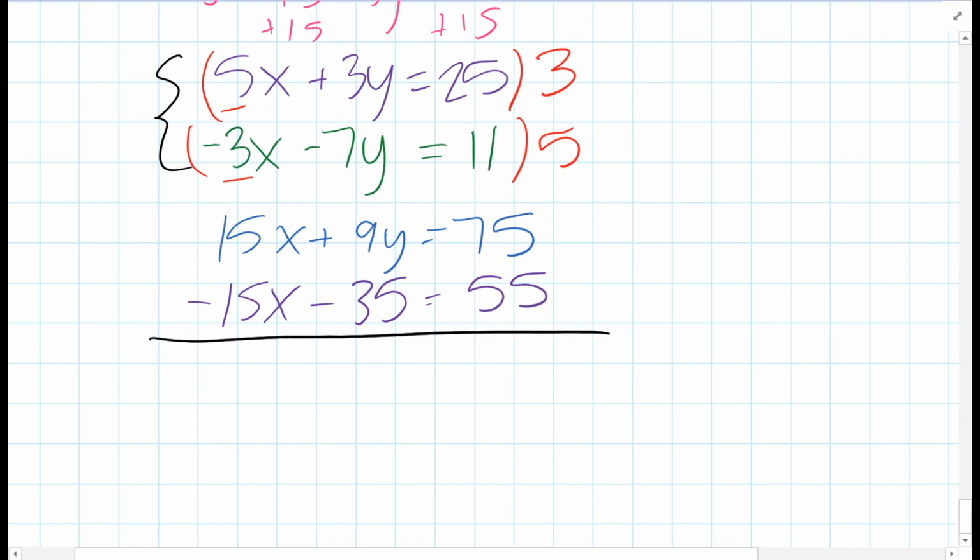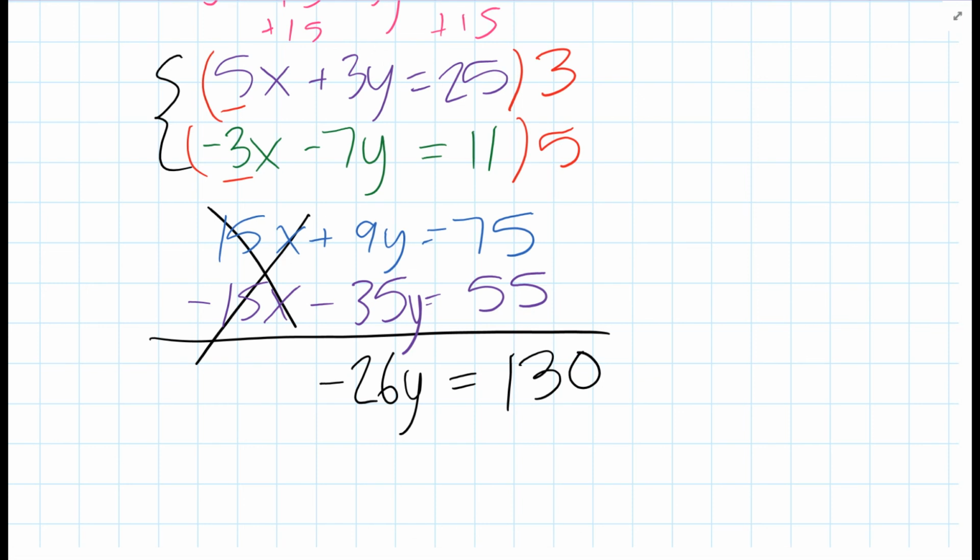I'm going to add these together. These go away. This should have a y right here, so sorry. This is going to be negative 26y, equal to 130. I'm going to divide by negative 26, and this is basically 26 times 10 divided by 2, so we have y equals negative 5.